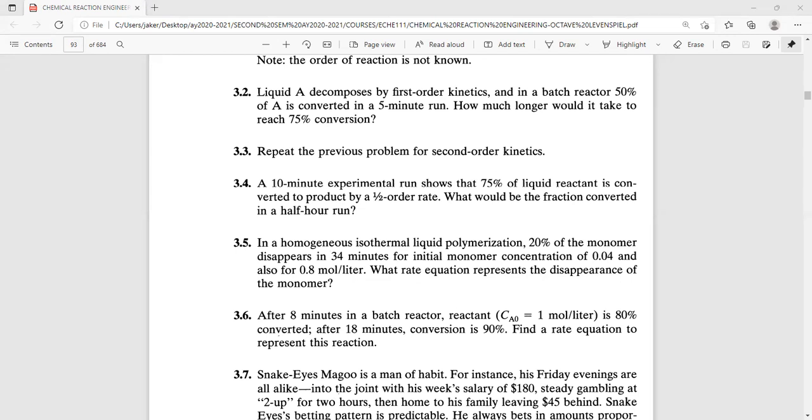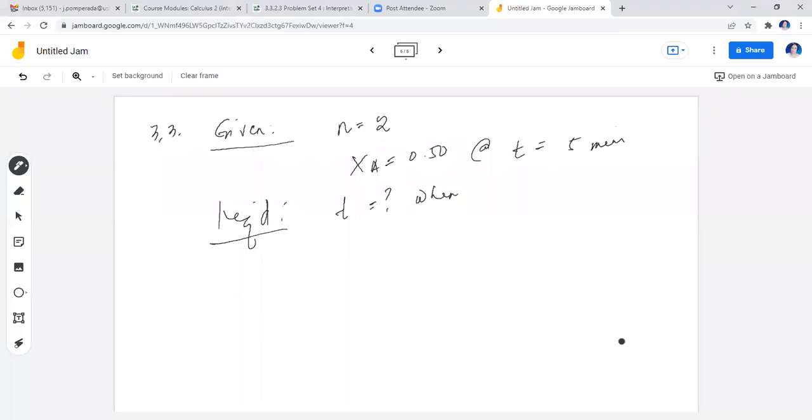Excuse me, miss. You're not sharing the Jamboard, miss. I wasn't sharing the Jamboard, sorry. Okay, miss. Can you see the Jamboard?